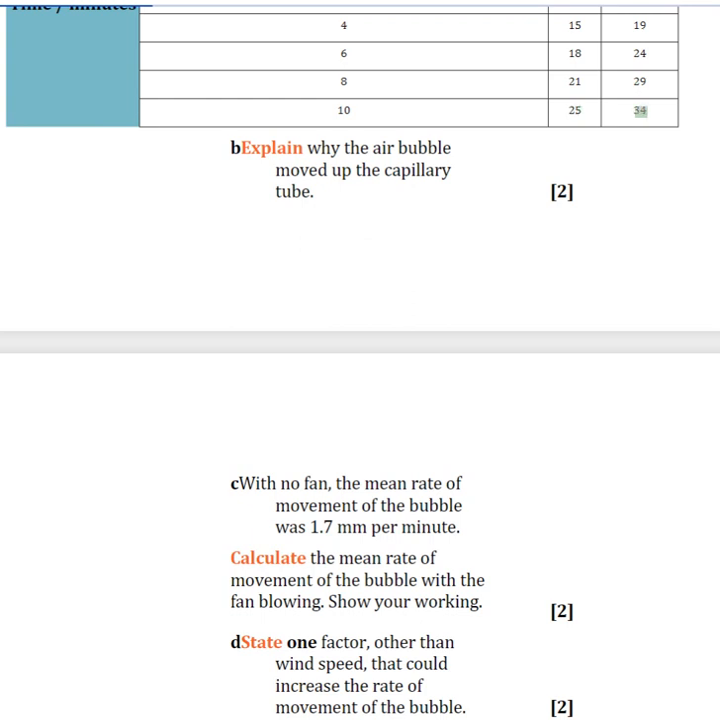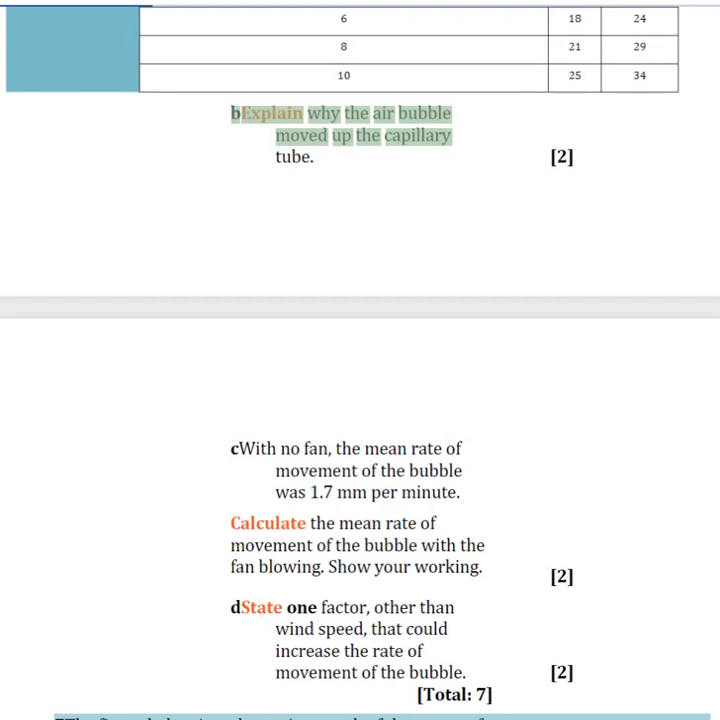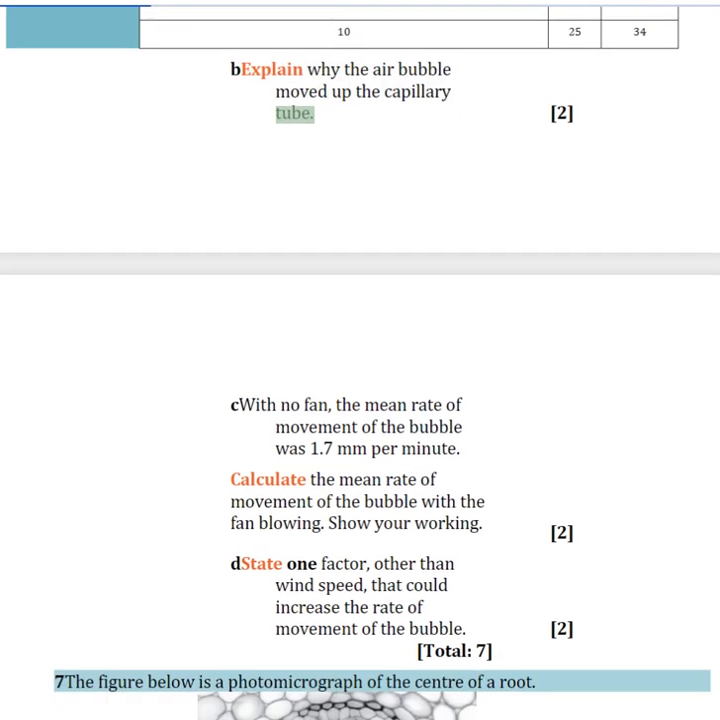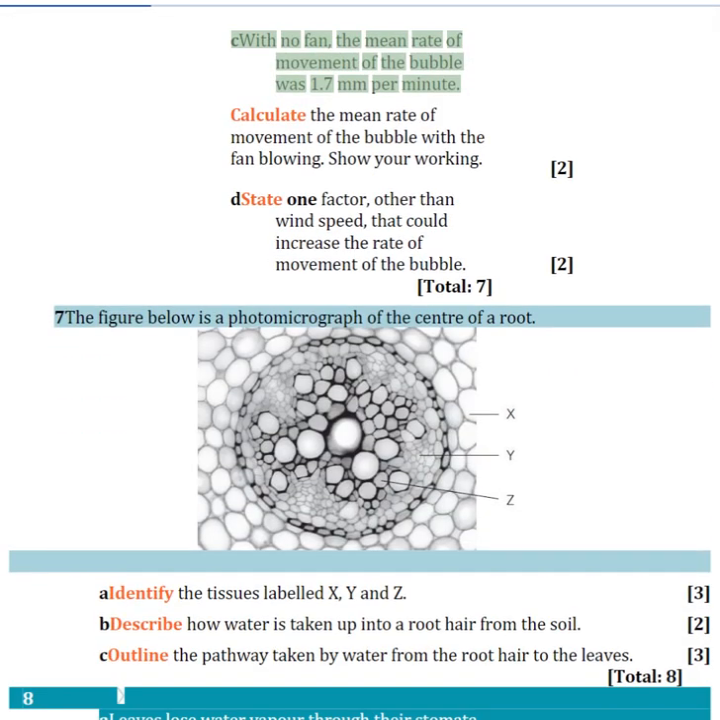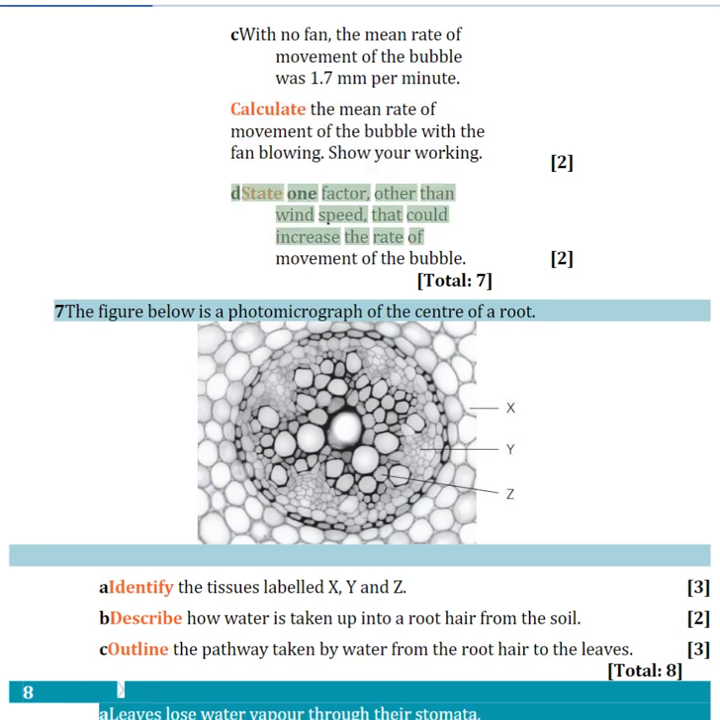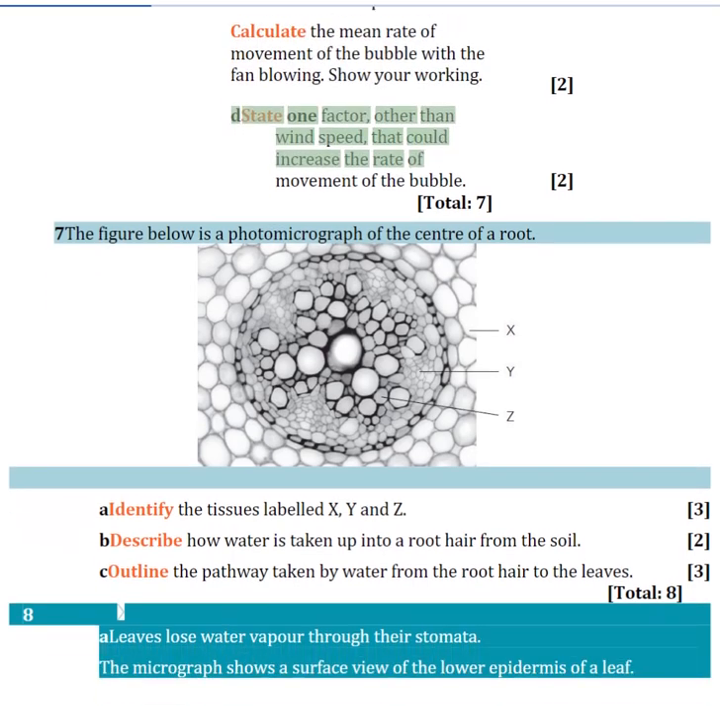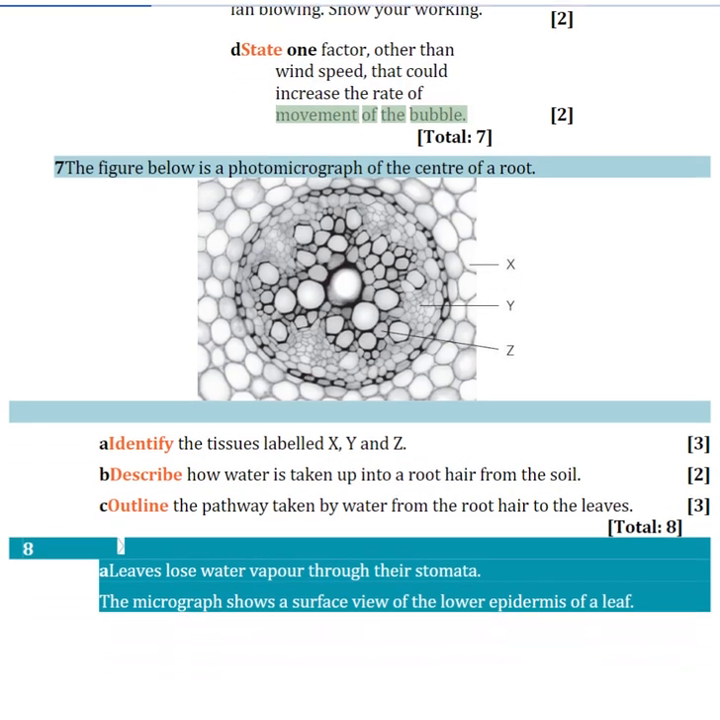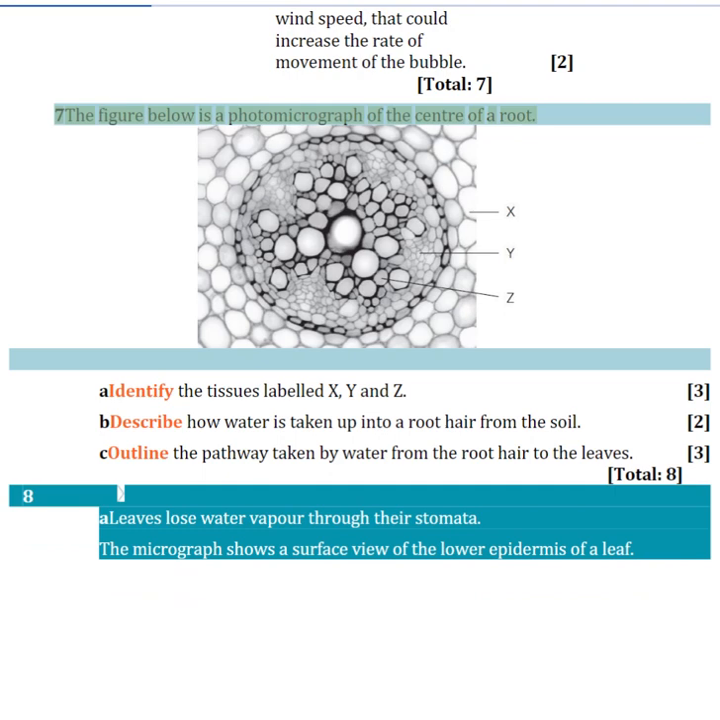B. Explain why the air bubble moved up the capillary tube. C. With no fan, the mean rate of movement of the bubble was 1.7 millimeters per minute. Calculate the mean rate of movement of the bubble with the fan blowing. Show your working. D. State one factor, other than wind speed, that could increase the rate of movement of the bubble.